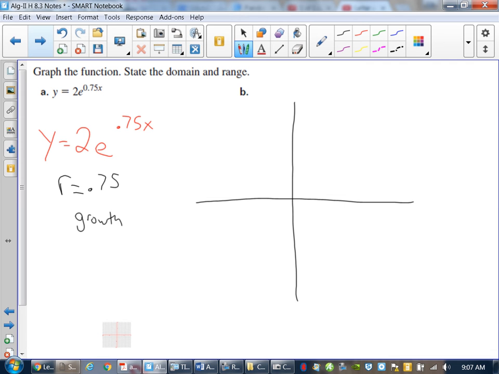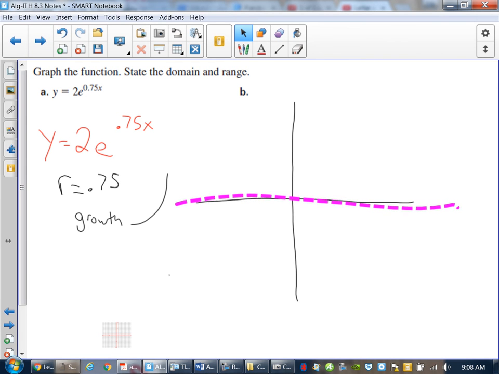If it's growth, remember it was doing this. If it was a negative a, it would go that way. So we know it's going to look like this somehow. What's the easiest way to figure this through? Where's my horizontal asymptote in this case? What's your k value? There isn't one, so the asymptote is at 0. What's your y-intercept? 2.